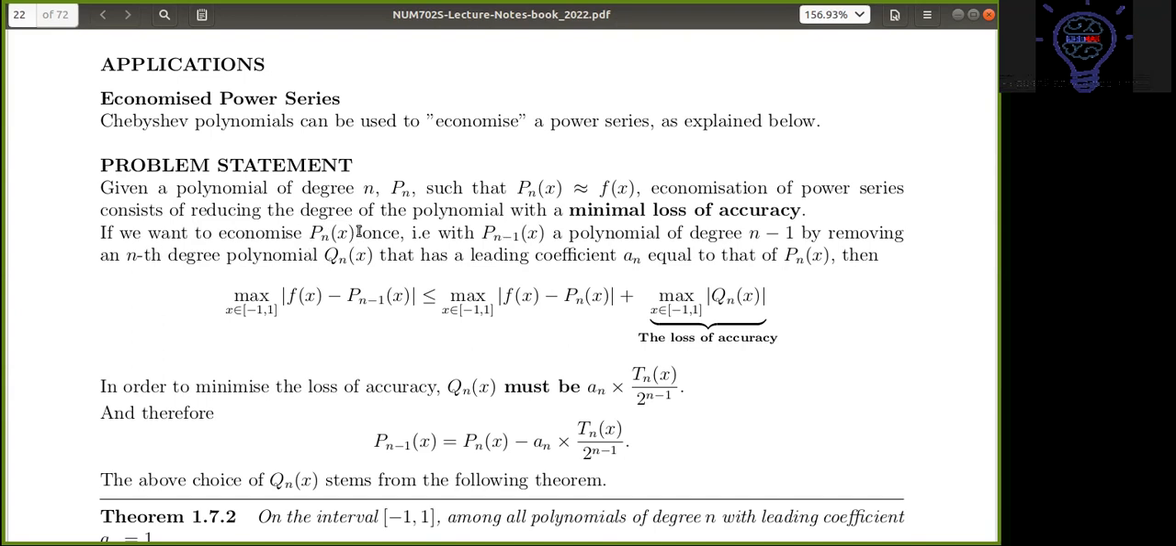Let's say, for instance, we want to economize Pn once, that is, we want to find a lower degree polynomial by removing an n degree polynomial Qn from Pn. And the leading coefficient of Qn has to be An, the same leading coefficient as the one of Pn. In other words, the leading coefficient of Pn is An, and we want to subtract that leading term from Pn in such a way that we get a lower degree polynomial that will still approximate the function f of x within a certain precision.